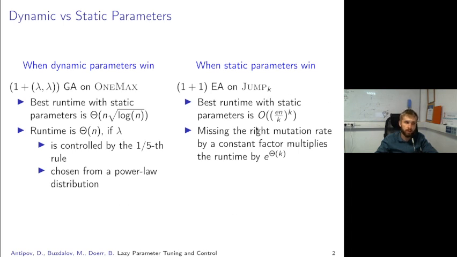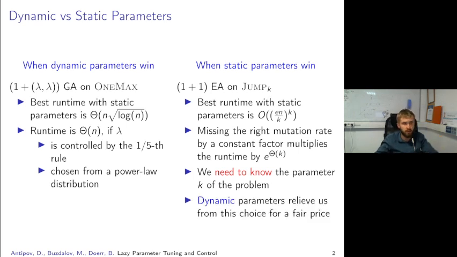On the other hand, for the (1+1) EA on the Jump_k function, we can choose the right mutation rate, which is k over n, and then we can obtain this runtime. But if we miss this right mutation rate by a constant factor, then we have this additional factor in the runtime. Here we have a problem that we need to know the parameter k of the function to choose the right mutation rate. Actually, dynamic parameter choice can let us have a runtime which is slightly worse than this one, but for any value of k. So the additional factor is much less than this exponential factor.